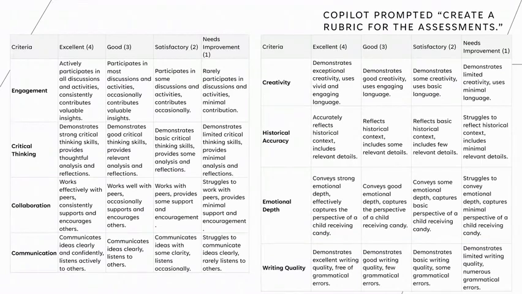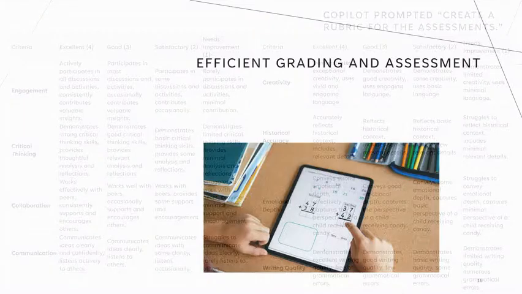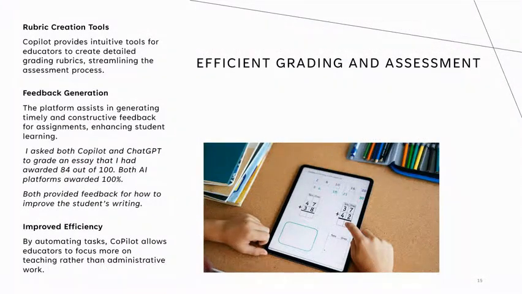Rubrics are a teaching tool that emphasizes objective grading while allowing students to understand exactly what's expected of them. You can streamline grading with Copilot's rubric tools and AI feedback.